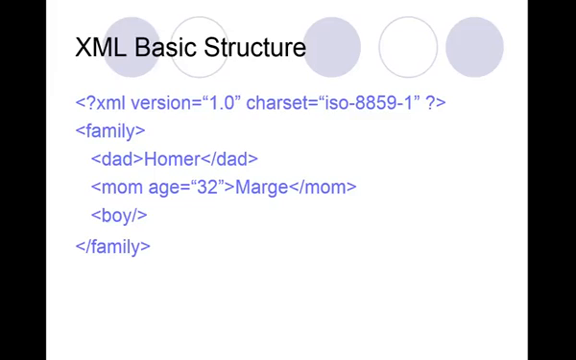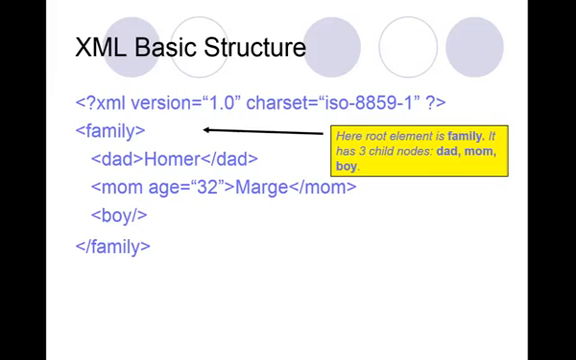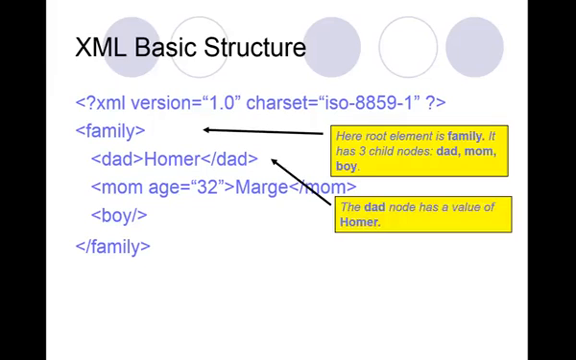We have a character set, which is optional here. And then you'll see that we have the root element family, and it has 3 child nodes or child elements: dad, mom, and boy. And if we look, the dad node has the value of Homer. So again, the dad element or dad node is a container, and its content is the text, Homer.